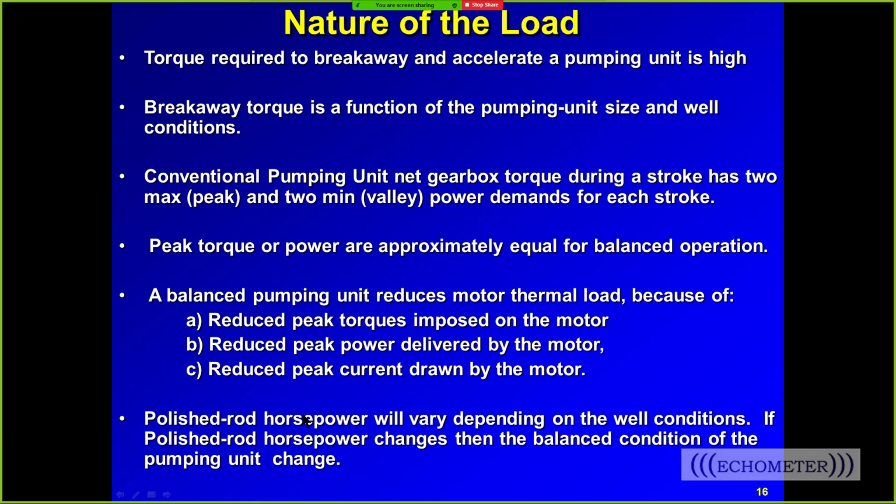Now, if the polished rod horsepower changes, like we saw in that previous example, based on pump fillage, then the balance conditions are going to change. So when you have a high fluid level, you need to make sure that the unit's not overloaded and being damaged. And then when you draw the well down, you need to, again, make sure that the unit now has lower fluid level and more rod torque. You need to make sure that the well's not overloaded then.